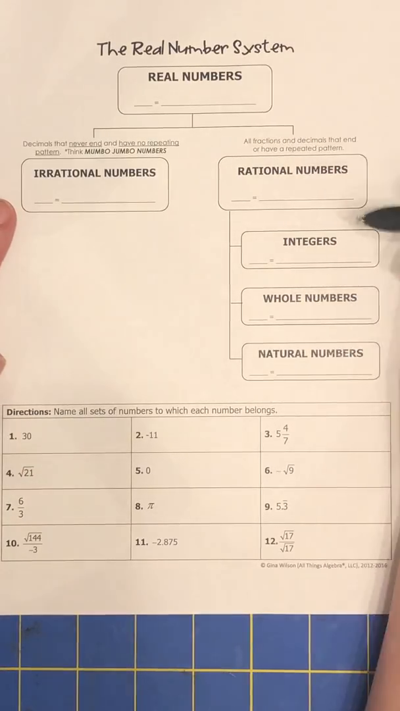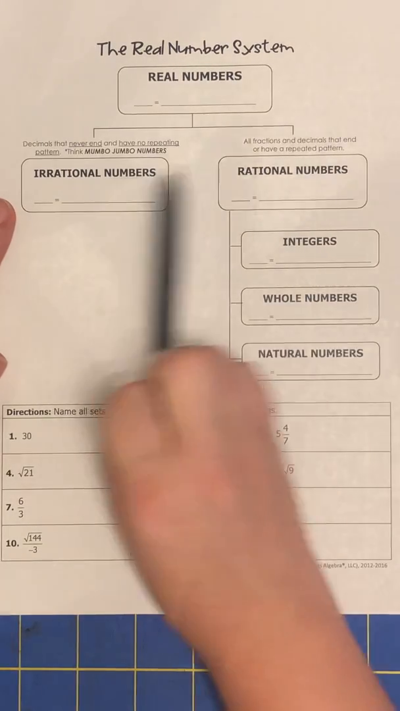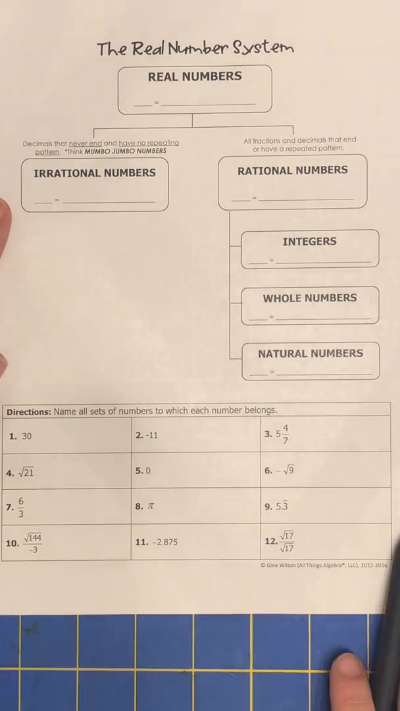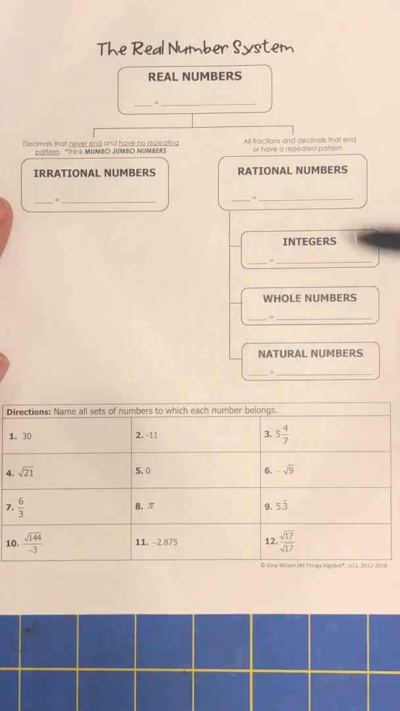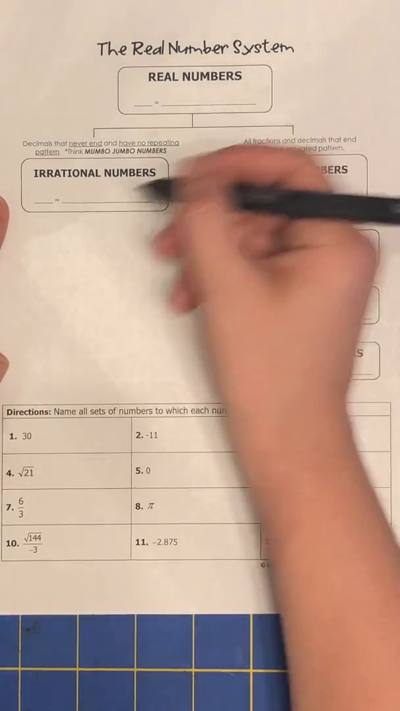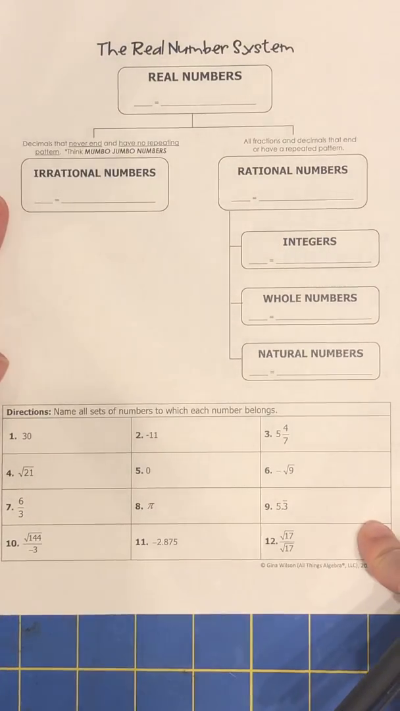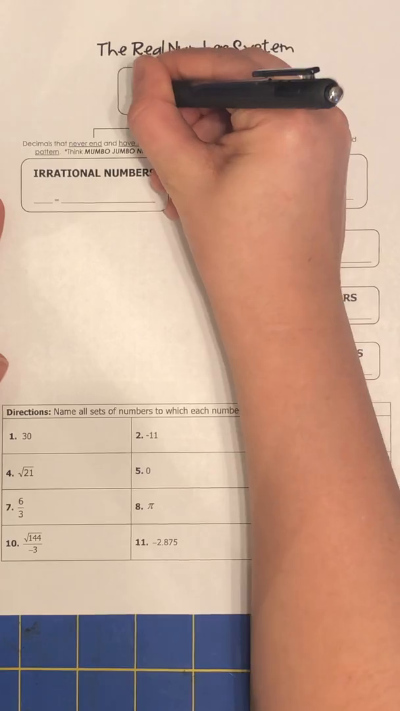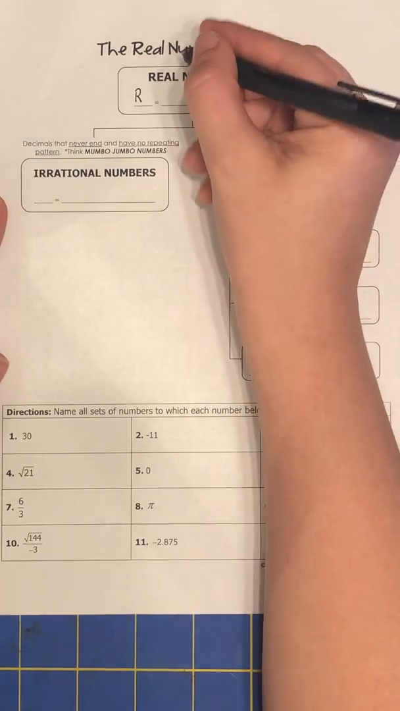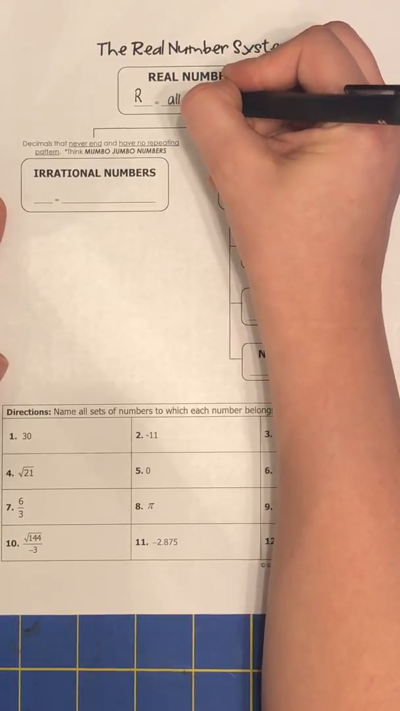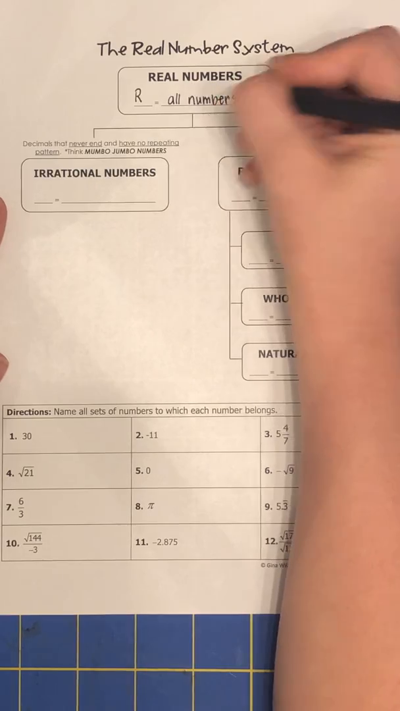So we're looking at the real number system, and real numbers are classified as either irrational or rational numbers, and underneath rational numbers we have things like integers, whole numbers, and natural numbers. Numbers down here can be classified into multiple sets. First we're going to make our notes, and then we're going to look at the numbers at the bottom and classify them into each category in which they belong. Real numbers, we abbreviate with the letter R. R stands for real numbers, and it means all numbers. Any number we're dealing with should be classified as a real number.